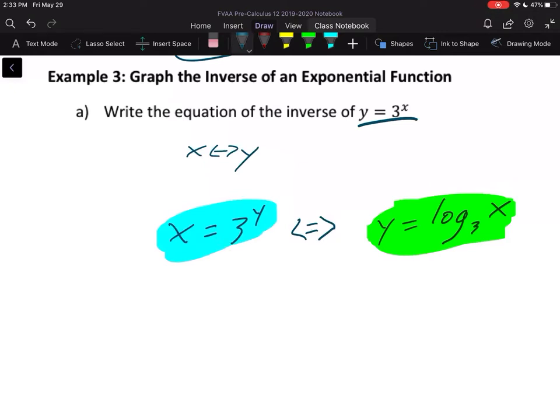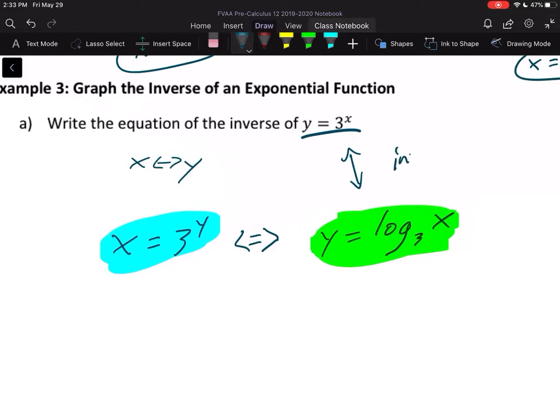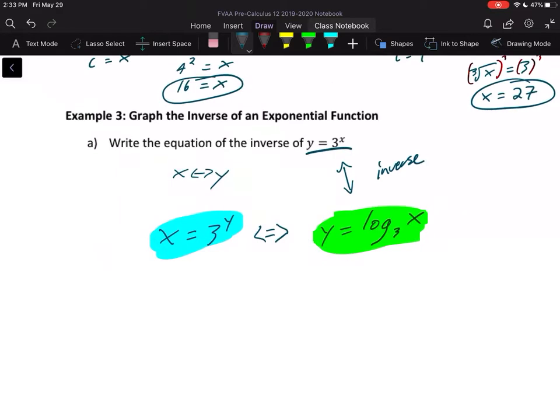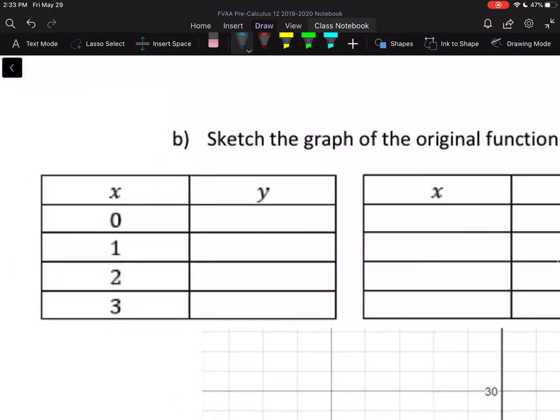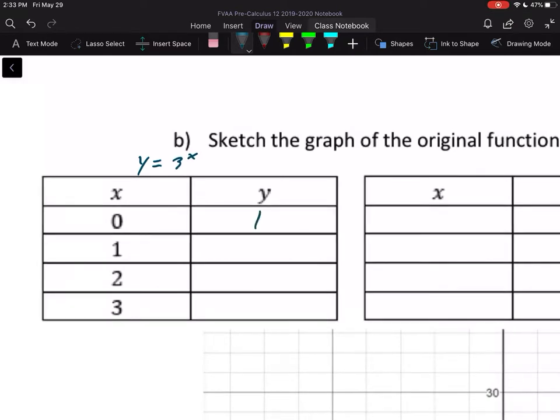So again, proving that the logs here are truly the inverse of the exponential function. Okay, so let's see what that looks like if you graph it. Our first one here is the equation y = 3^x. If I put 0 in that exponent, I get 1. If I put 1, I get 3. If I put 2, I get 9. If I put 3, I get 27.